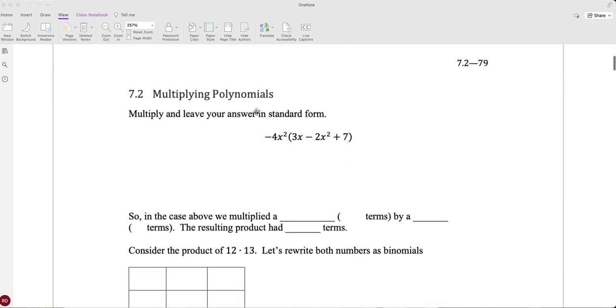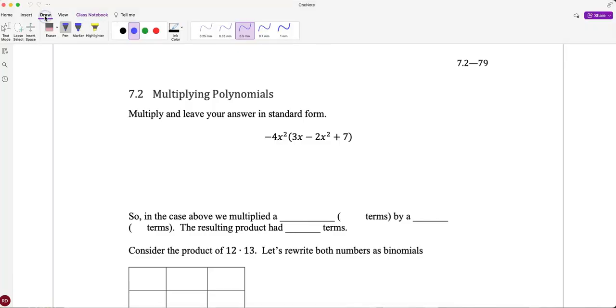Algebra 1, we're continuing our work on polynomials, and we talked about adding and subtracting last time. Today we just talk about multiplying and dividing. So if I look at this, you've got a monomial right here, and inside the parentheses is a trinomial.